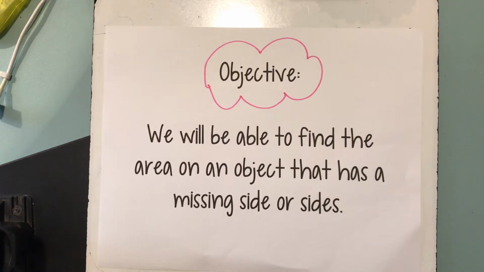All right, hi everybody. So we are going to continue to focus on area, and specifically our rectangles or squares are going to have a missing side. Okay, so we're finding that missing side.